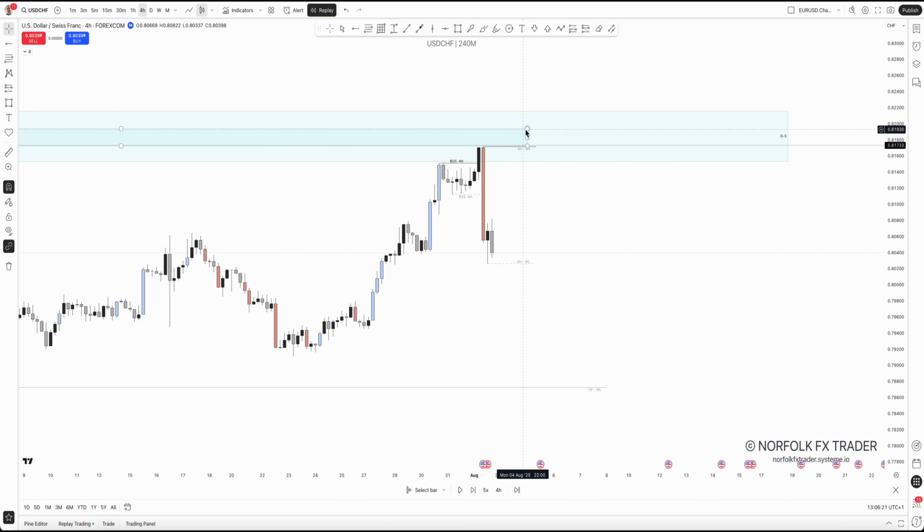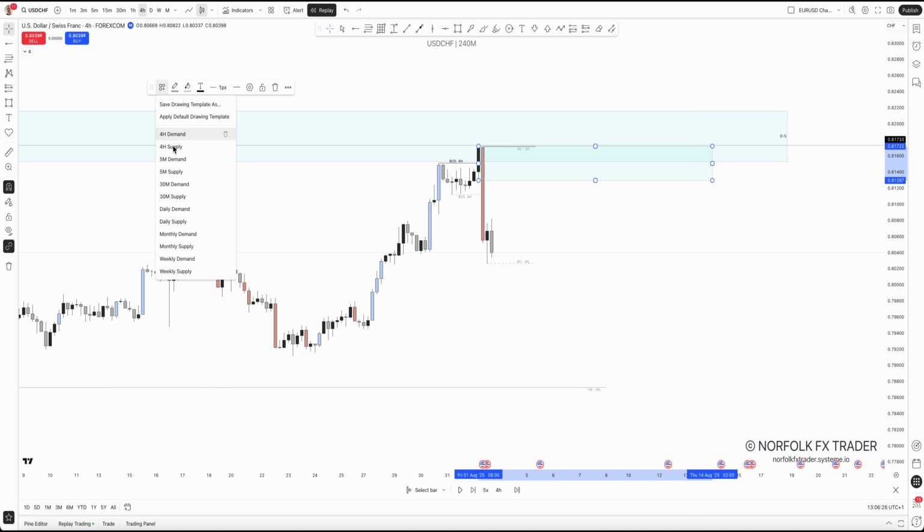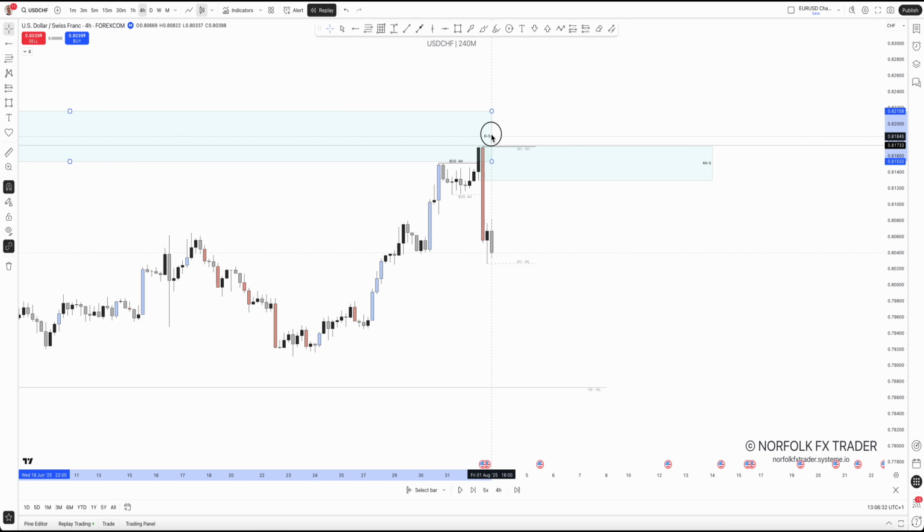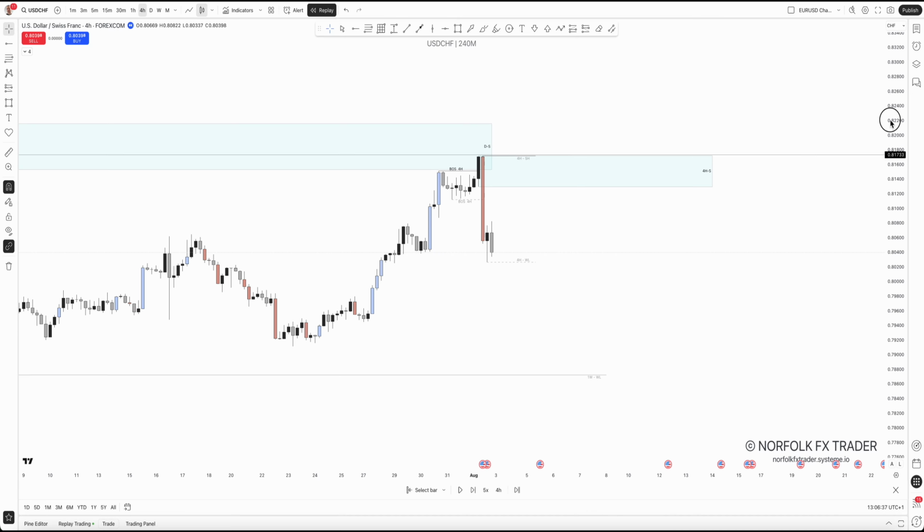What does that now leave me? Let's get rid of this, and I'll mark it out for you. It now leaves a nice area of supply on a 4-hour time frame. This is that shift in structure that you're looking for. And that's how quickly this tool will automate this for you to see that shift in structure.